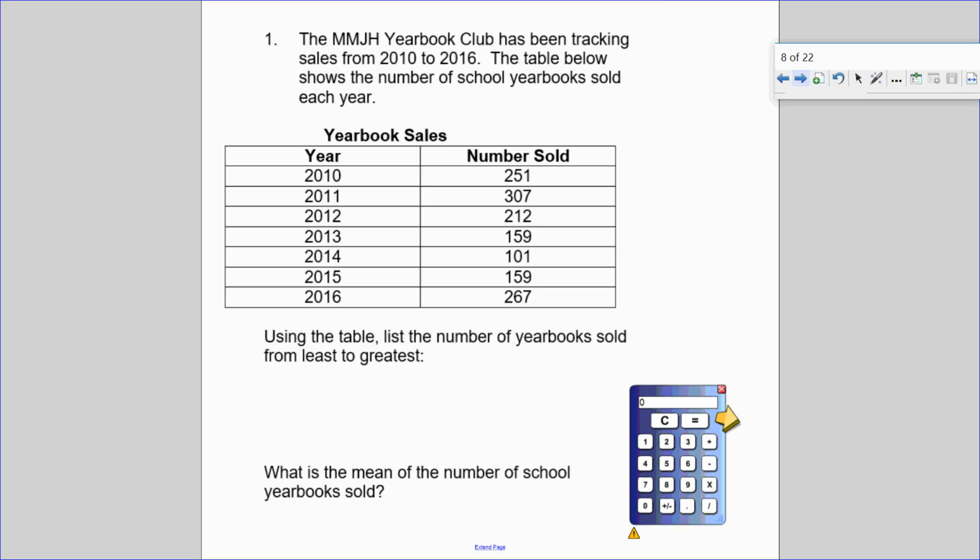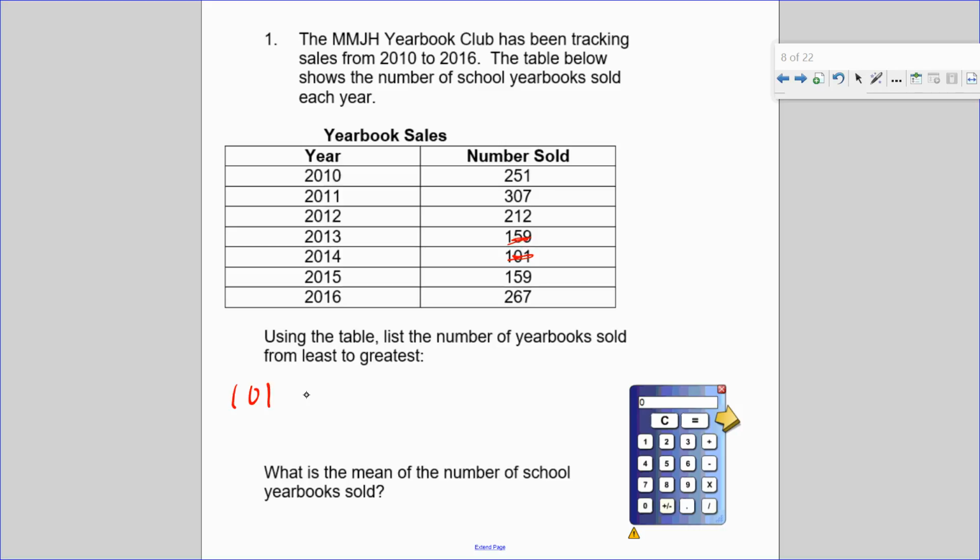So let's look at this one. The Mimi Junior High Yearbook Club, or Publication Club, has been tracking sales from 2010 to 2016. The table below shows the number of yearbooks sold each year. Using the table, list the number of yearbooks sold from least to greatest. So let's see. Ooh, in 2014, they didn't do very well, did they?